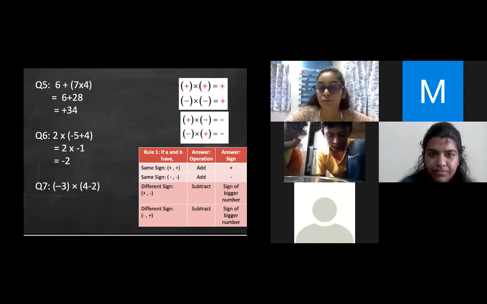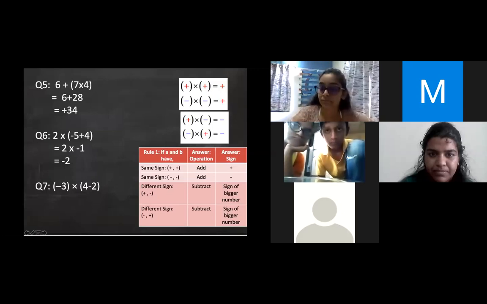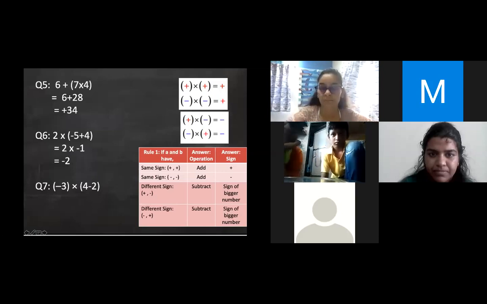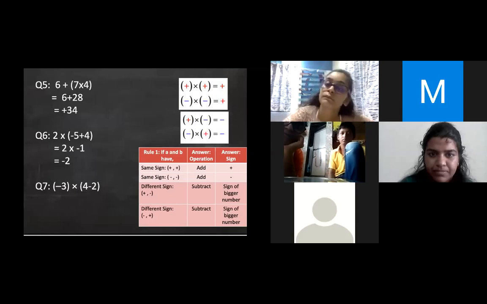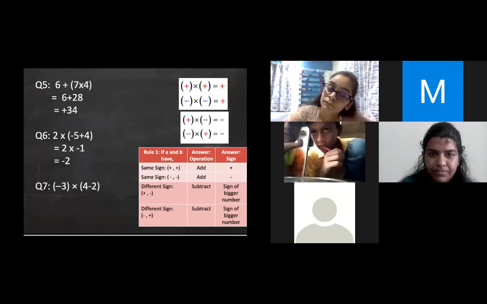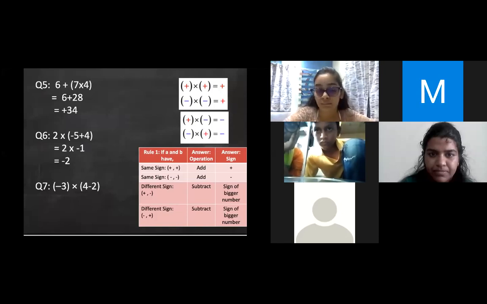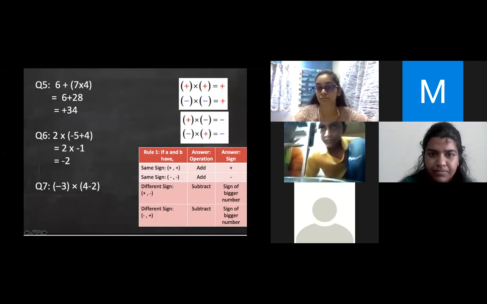Faisal, Zainab, why don't you unmute yourself and help me with this question? Bracket minus 3, multiplication, bracket 4 minus 2. Okay. So what will be the first step that you do, Zainab, after this?